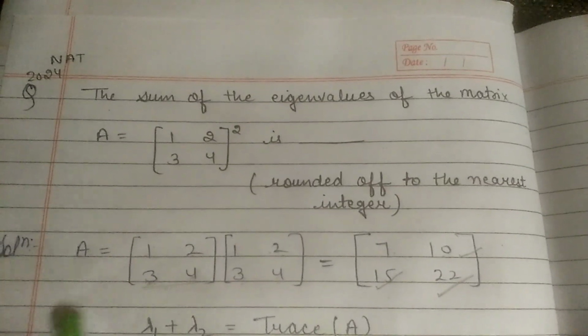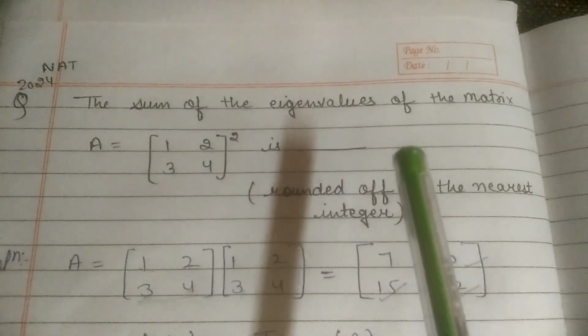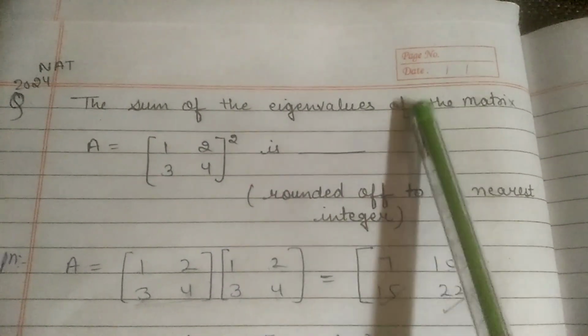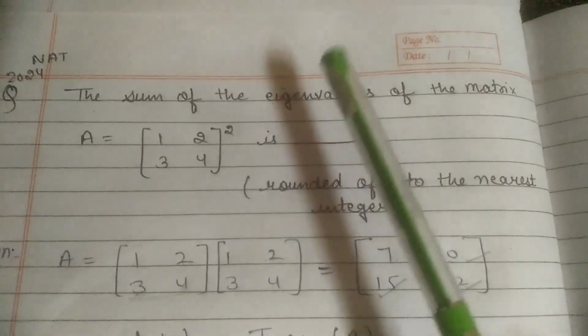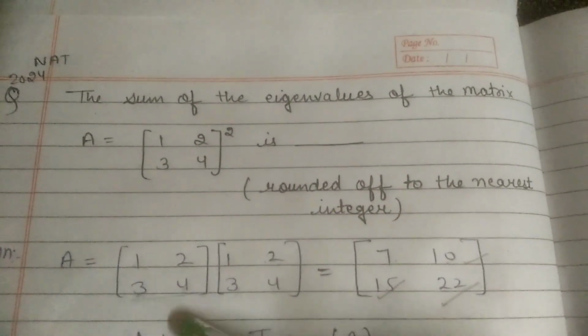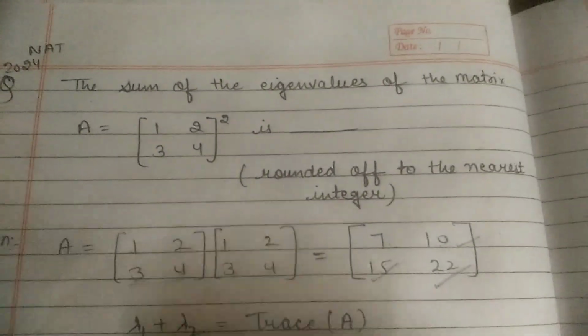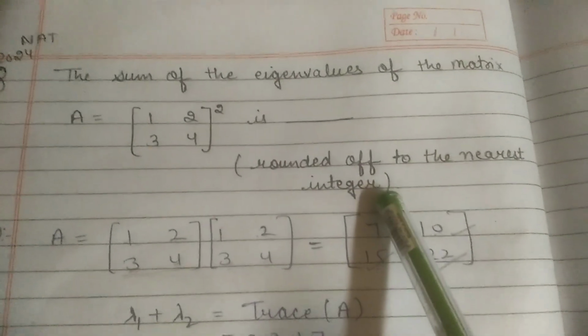So now after writing this A, we have to find the sum of the eigenvalues of the matrix A. Now here, what is the meaning of eigenvalues? An eigenvalue is a scalar associated with the square matrix and it is represented by the symbol lambda, and the sum of the eigenvalues of a square matrix is equal to the trace of the matrix.